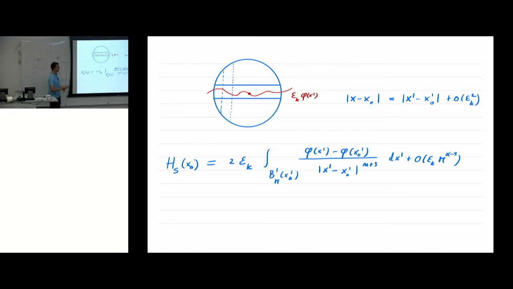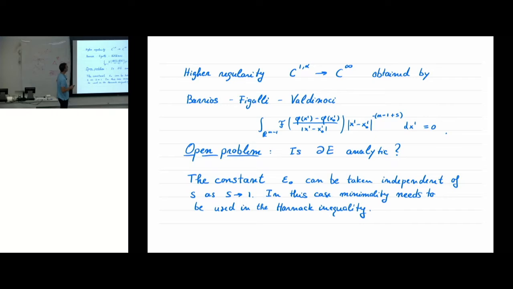Okay, so what do we do after we have this? After you get C1 alpha, you can bootstrap that. Once you know you are actually a graph, you can get to C infinity. This is a result of Barrios, Figalli, and Valdinoci. Essentially, once you know you are a graph, you can write your equation in some form like this. And this looks very much like a nonlinear fractional equation, where you have some initial regularity and then you can bootstrap.